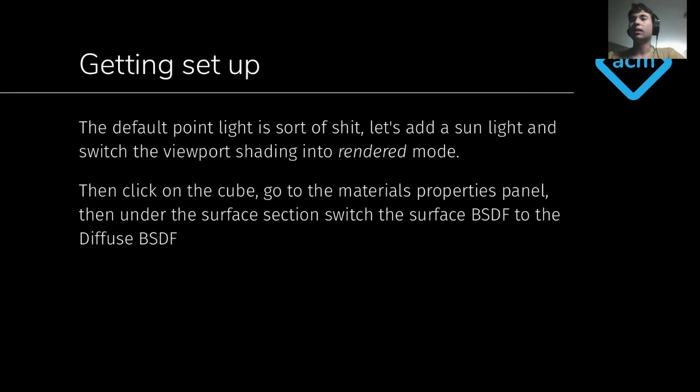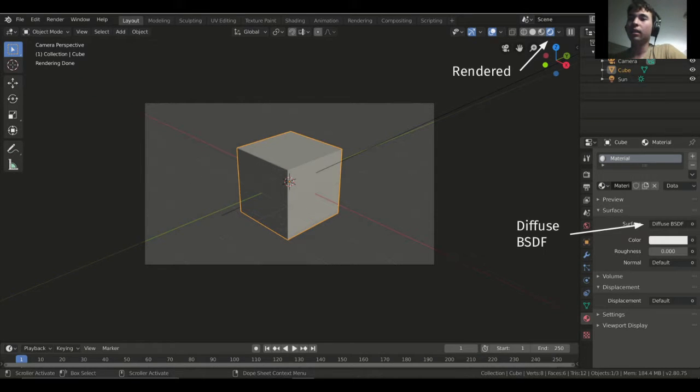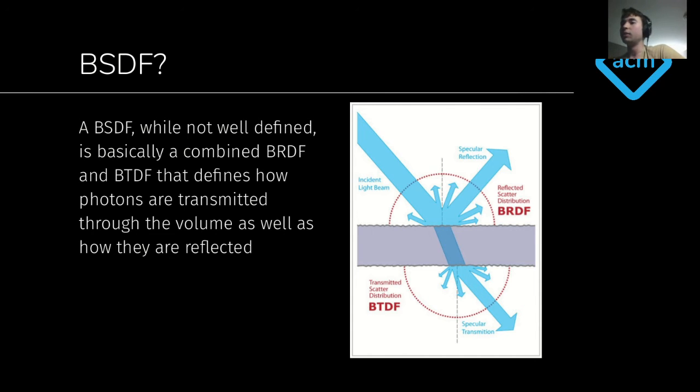Okay, so that's called a BRDF, but wait a second. Blender calls it a diffuse BSDF, and it calls basically all of its materials BSDFs. So what's the difference? Well, it's not well defined. Even Wikipedia, if you look at BSDF, admits that it's not well defined, and so you can use it a lot of different ways. But it's the general idea of a combined BRDF and what's called a BTDF, or a transmitted scatter distribution.